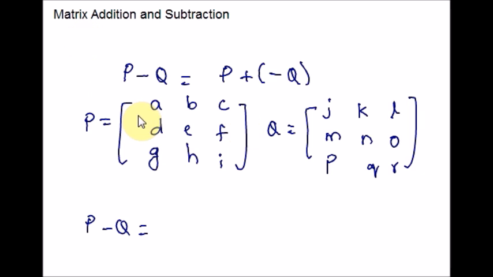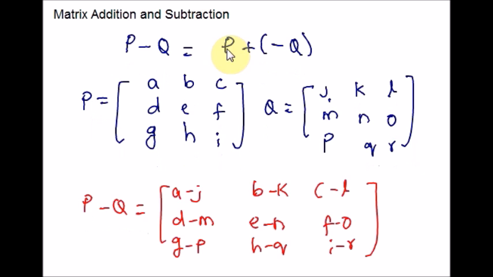So you have to look at the two matrices. In the place of A 1 1, we have A. Here it is J. So A minus J, B minus K, C minus L. Similarly, you have to do it for all the 3 rows. Let me do it. As I already said, we cannot subtract or add elements which are not corresponding. You have to do the operation only on the same position. Okay, this is how we find P minus Q.